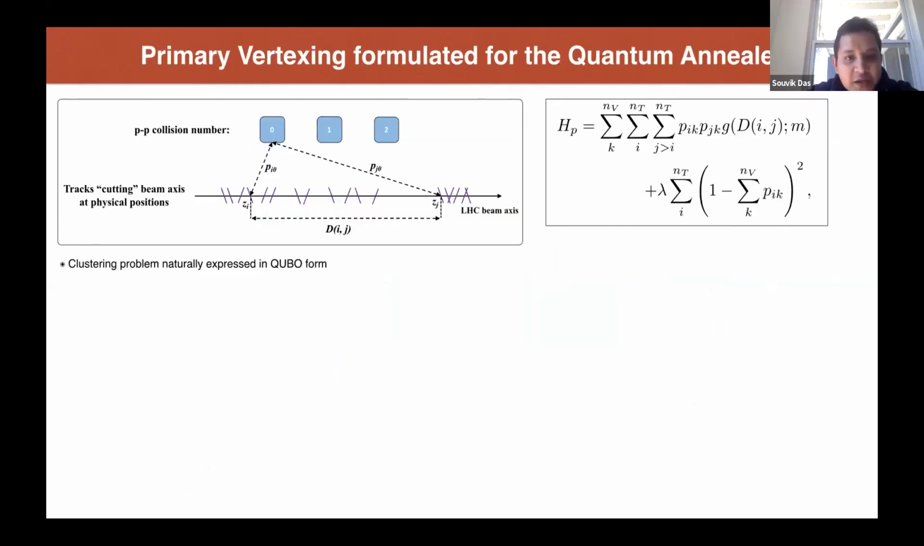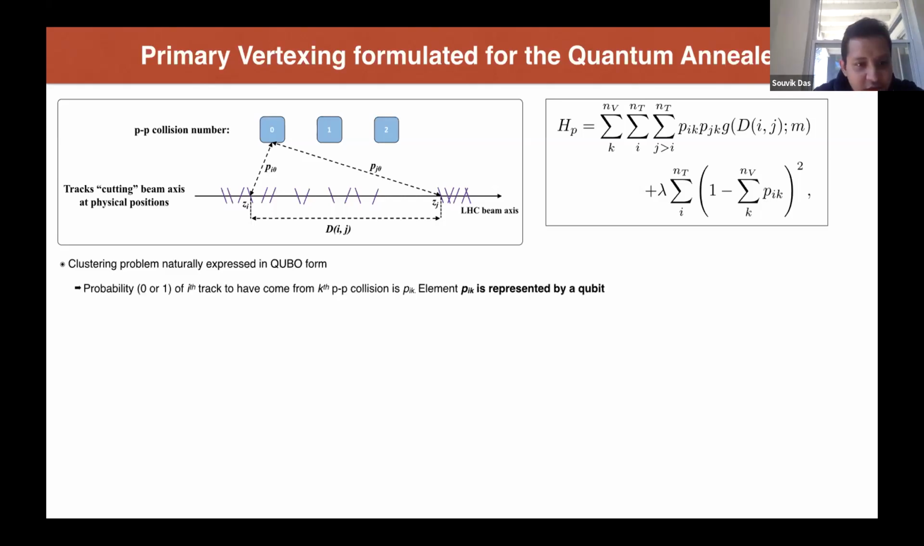All right, so let's get to the meat. How do we actually formulate this for the quantum annealer? Well, let's say, looking at the image on the left, there's a Z for all the tracks. And so the probability that the ith track is said to have come from the kth collision position is designated as Pik. And so in the diagram, it is Pi0, and this is represented by a qubit. It's either 0 or it's 1.